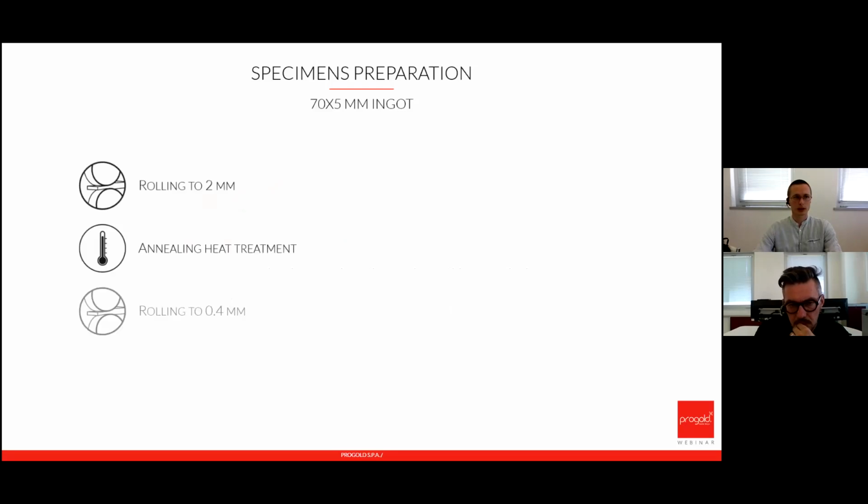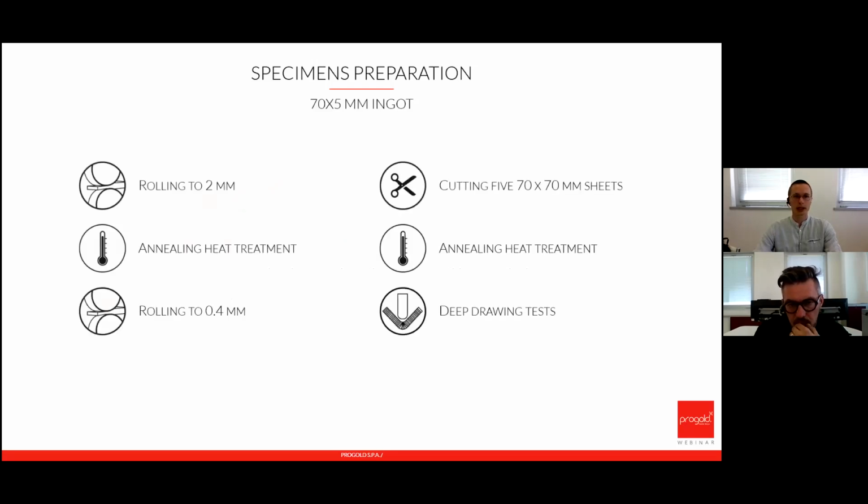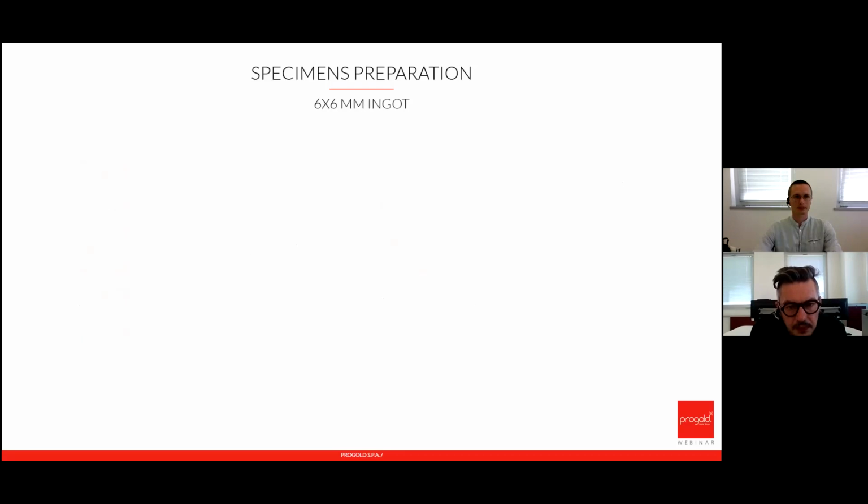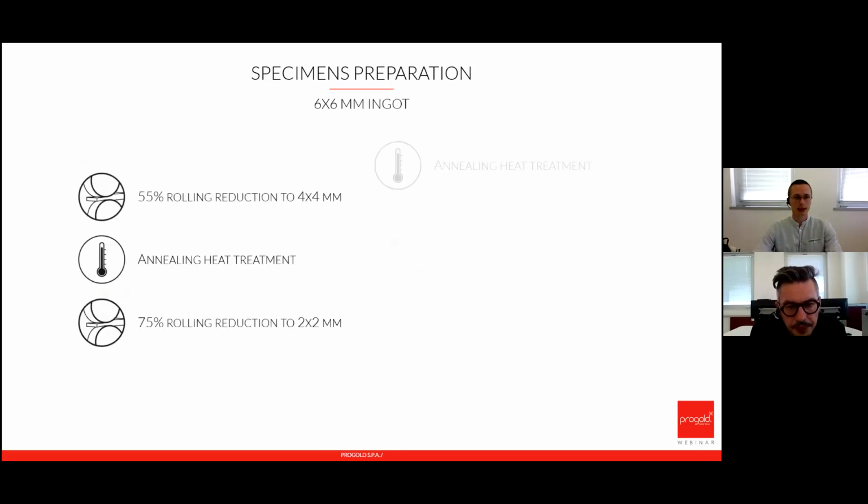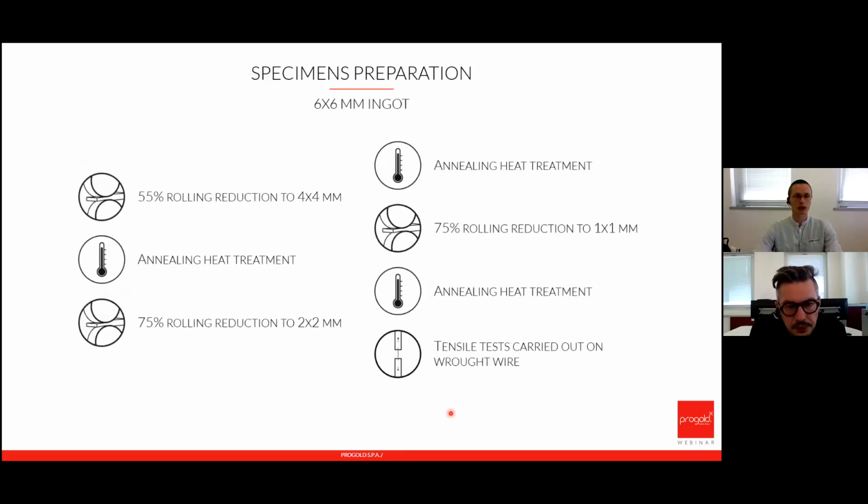Another ingot helps us to obtain the metal sheet used for the deep drawing test. So we roll the ingot to 0.4 millimeters. The last ingot was a square ingot, and it was used for the production of the wire and the following tensile test, as we say.